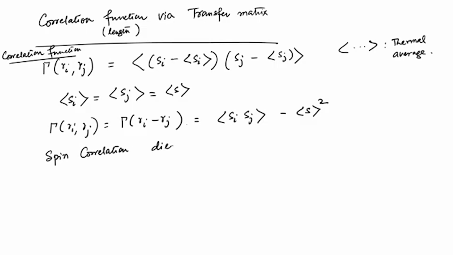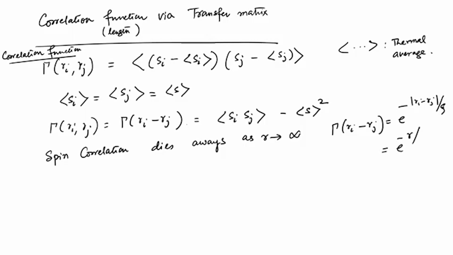This actually dies exponentially. So, it dies away as r tends to infinity, in the sense that if the two spins are very far apart, the usual behavior is that it goes to 0. So, we can write gamma of Ri minus Rj as some exponential of minus Ri minus Rj divided by xi, or exponential of minus r over xi, where r is equal to the mod of Ri minus Rj.